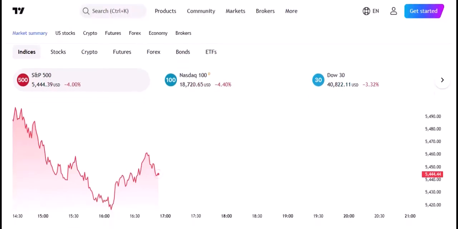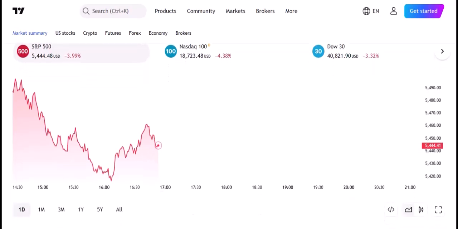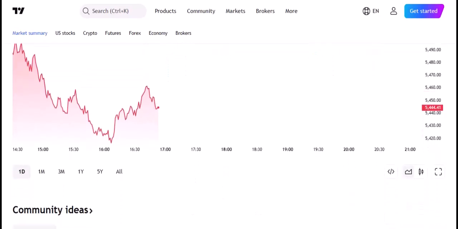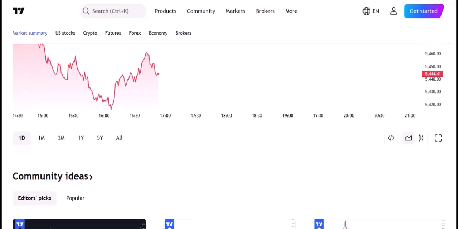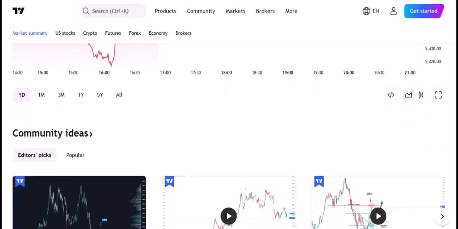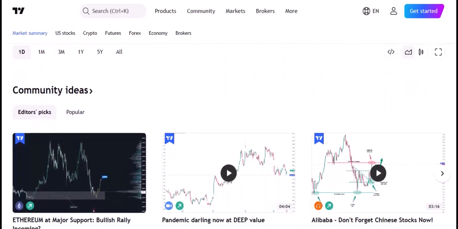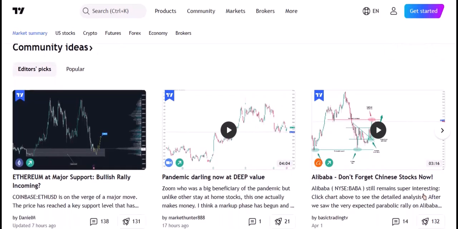Another fantastic free feature is TradingView's paper trading account. This is essentially a simulated trading environment where you can practice trading with virtual money. It's an invaluable tool for beginners to get a feel for the forex market, test out different strategies, and learn how to use TradingView's interface without risking any real capital. Think of it as your personal forex sandbox.